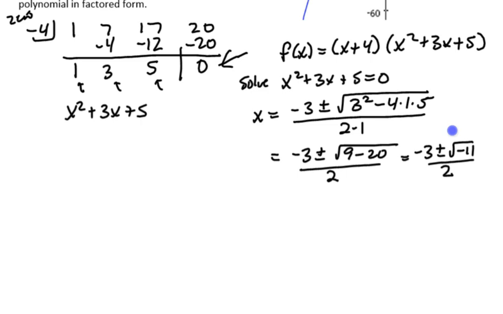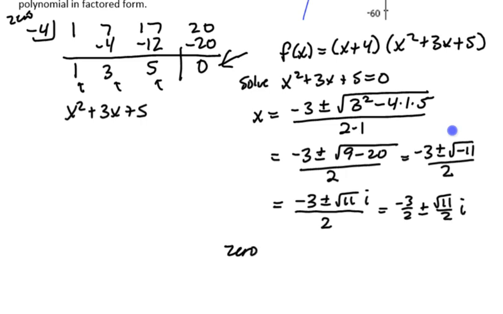Obviously an imaginary number, so I can simplify that radical and make it an imaginary number by saying -3 plus or minus the square root of 11 i, make sure the i is outside the radical, over 2, or -3 halves plus or minus the square root of 11 over 2 i. So my zeros are -4, -3 halves plus the square root of 11 over 2 i, and -3 halves minus the square root of 11 over 2 i.